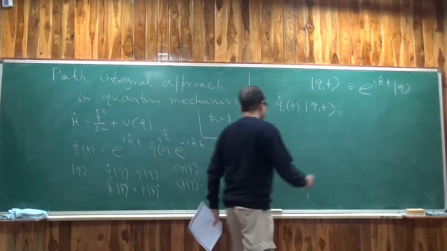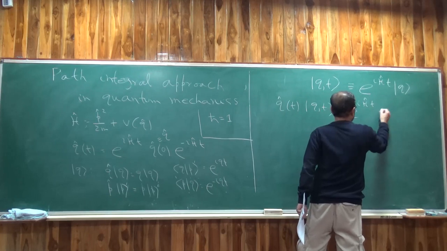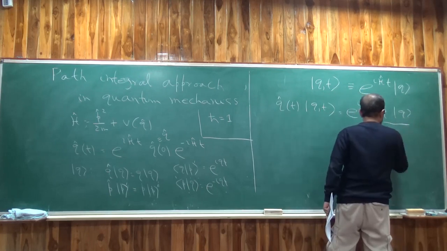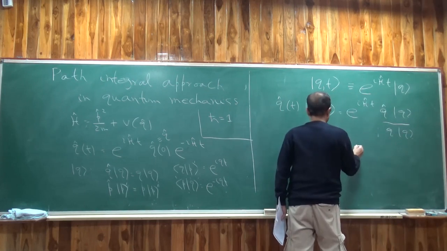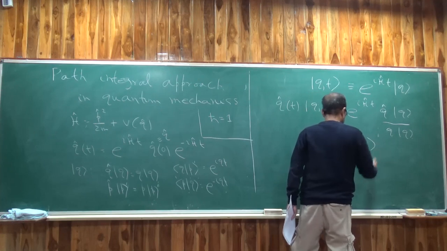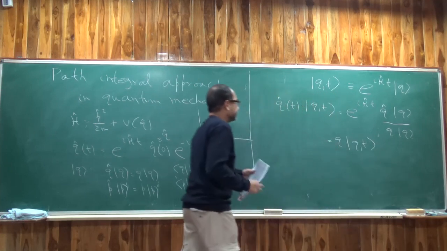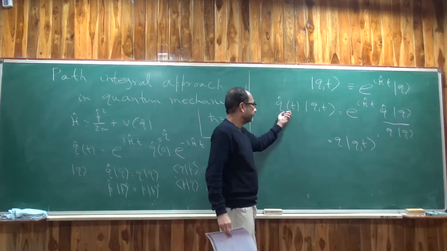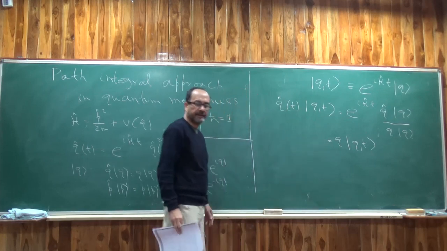And so this gives you e to the i H hat t q hat on |q⟩. But this of course is just q, so this is q on |q⟩. So this state, which I have denoted by |q,t⟩, is an eigenstate of q hat of t with eigenvalue q. Okay, that's what I have defined by this state.